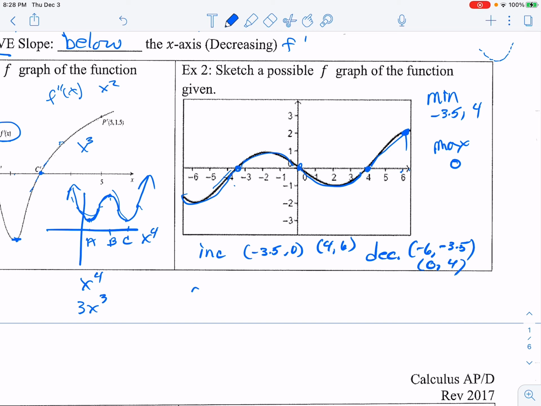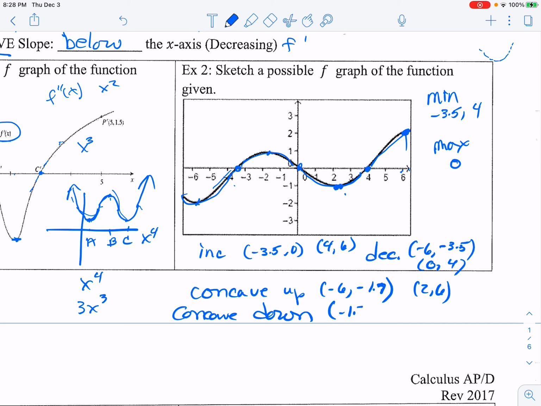Let's talk about concavity. Concave up, when this is increasing, so negative 6 to negative 1.5, 1.7, who knows. It's increasing from 2 to 6. Okay, it's concave down from whenever this is decreasing. So that was negative 1.7 to 2. That's good. Alrighty? Things to read.